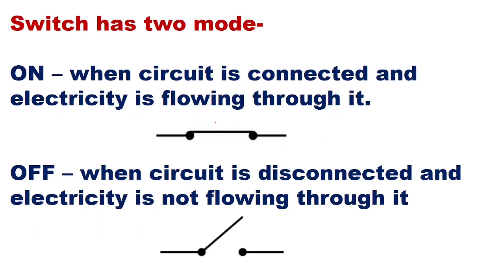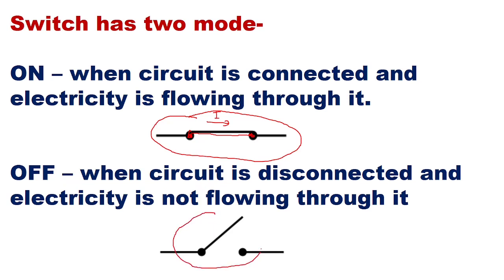So here if you see, when the switch is on, when the circuit is connected and the electricity is flowing through it, the symbol looks like this. So here you can see it is connected to both these points. The switch is closed and the current is going to flow through it. Similarly, the off position of a switch is when the circuit is disconnected and electric current is not flowing through it. So this is the way you show an off switch or an open switch.